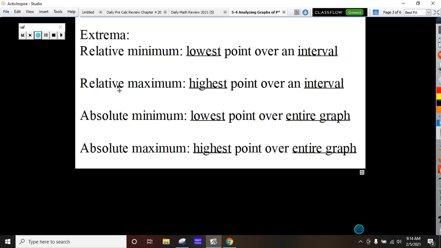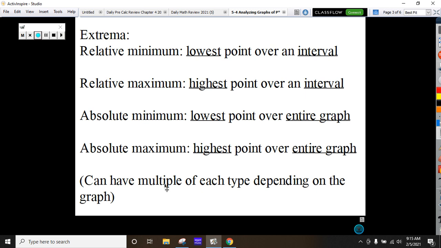So again, if it has that maximum shape but is not the highest it goes, it's relative. If it has that maximum shape and it is the highest the graph goes, it is considered absolute. Same thing for minimums. If it has that minimum shape and it's not the lowest the graph ever goes, it's relative. If it has that minimum shape but it is the lowest the graph goes, it's considered absolute.